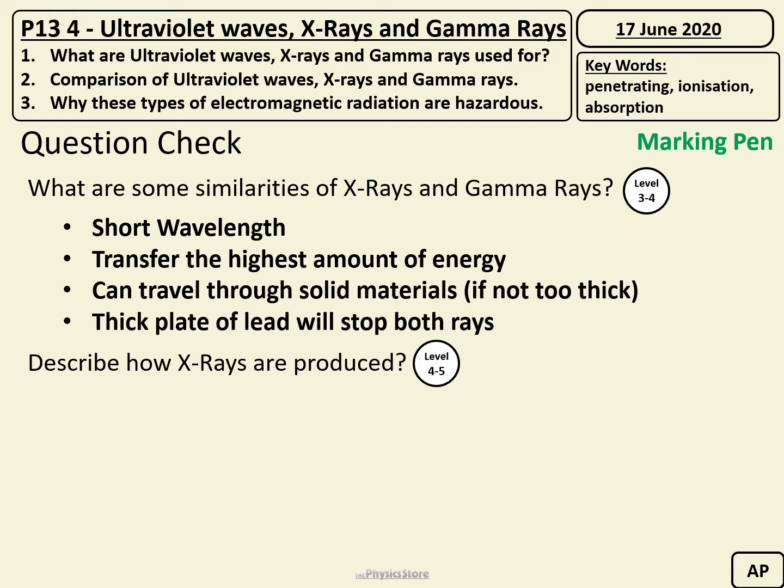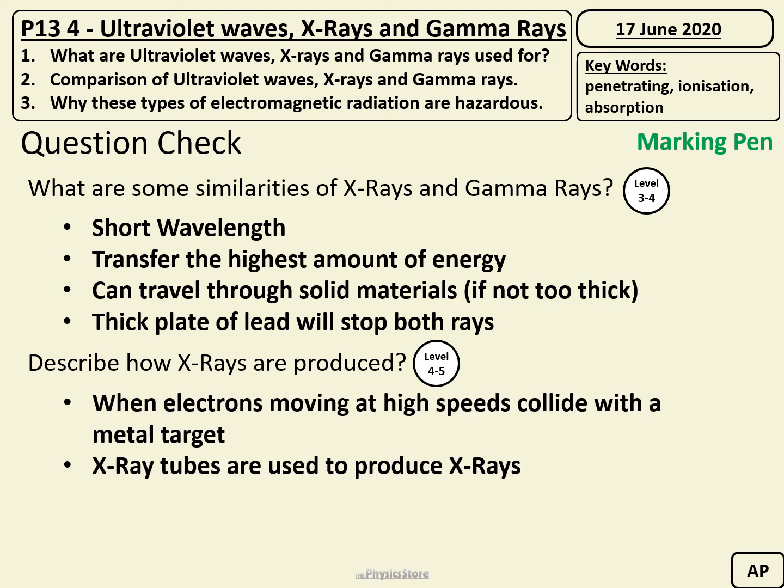Similarities: short wavelength, transfer the highest amount of energy, can travel through solid materials if not too thick, and a thick plate of lead will stop both rays. So, describe how X-rays are produced. When electrons moving at high speeds collide with a metal target, X-ray tubes are used to produce X-rays.